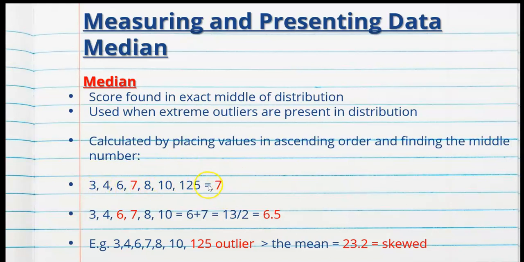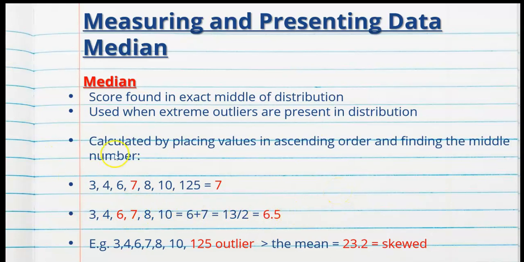Now that's all well and good if we've got an odd set of values. But what if we have an even set of values? We've got 3, 4, 6, 7, 8, and 10 for this second data set. As you can see, we've got 2 middle numbers. 6 and 7 are the 2 middle numbers because there's 2 numbers above 7 and 2 numbers below 6. So what do we do here? I'm glad you asked. If we have an even set of values, we add the 2 middle numbers together. In this case, 6 plus 7 gives us 13. We then divide it by 2, which is 6.5. And that's our median for this data set. So if we have an even set of values, all we have to do is add the 2 middle numbers up, divide by 2, and that gives us our median.